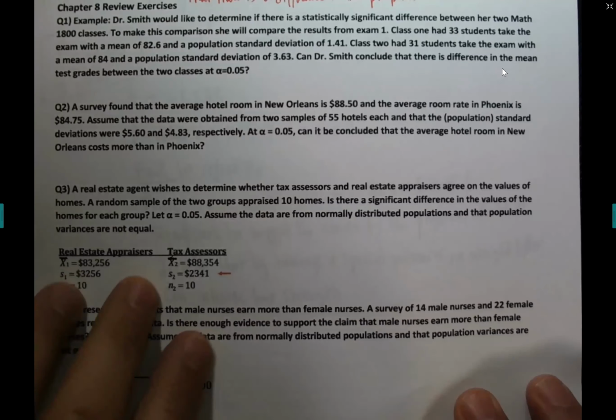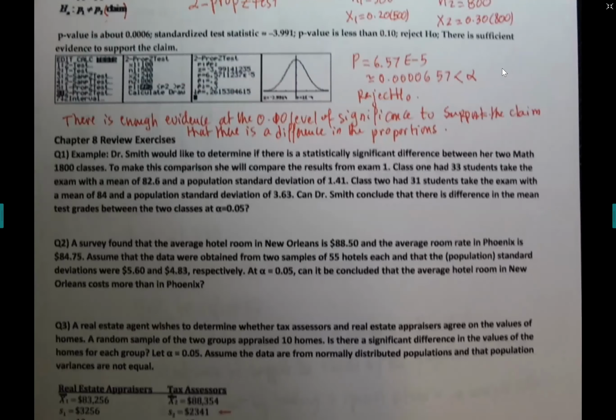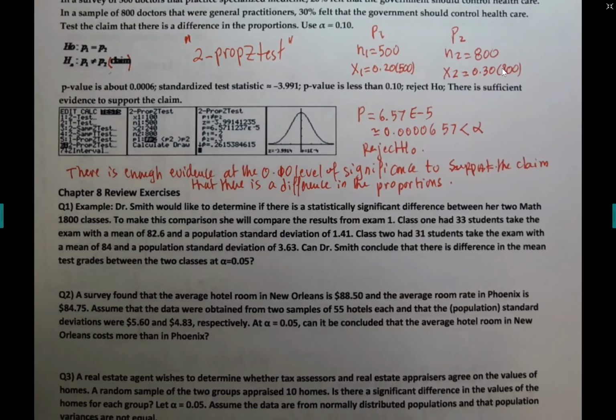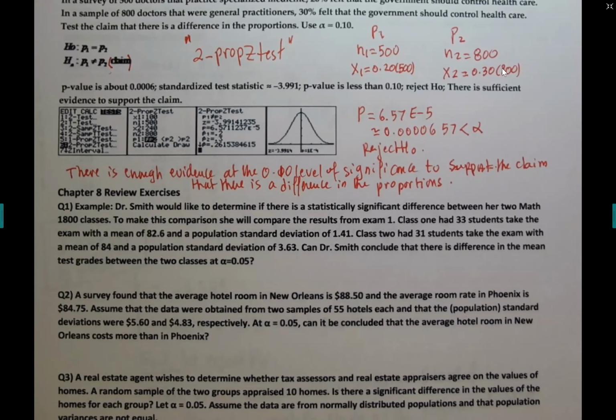Okay, guys. So this is another exercise from section 8.3. Let's see. Let's do question 1 right here. Dr. Smith would like to determine if there is a statistically significant difference between her 2 Math 1800 classes. To make this comparison, she will compare the results from exam 1. Class 1 had 33 students take the exam with a mean of 82.6 and a population standard deviation.